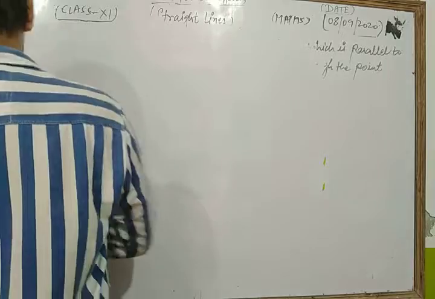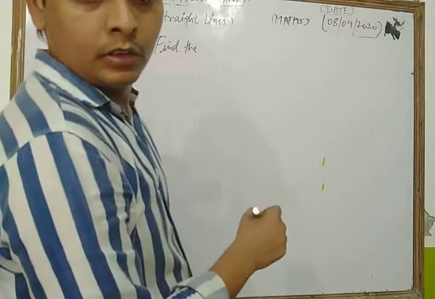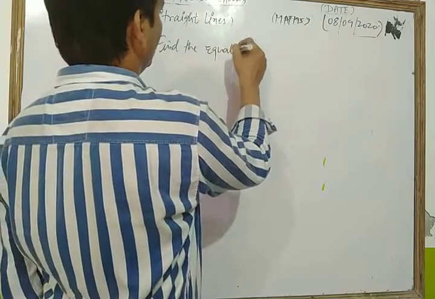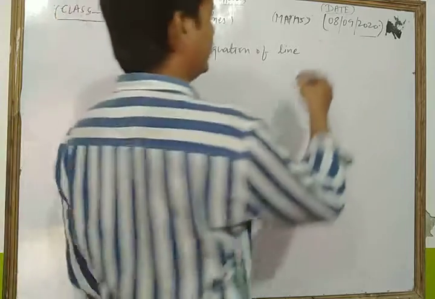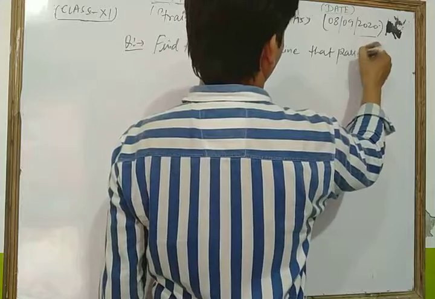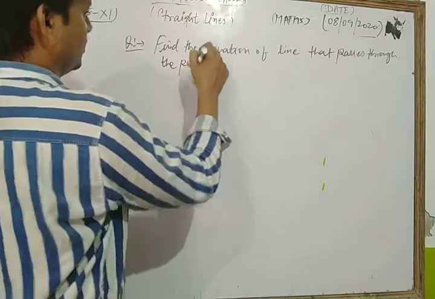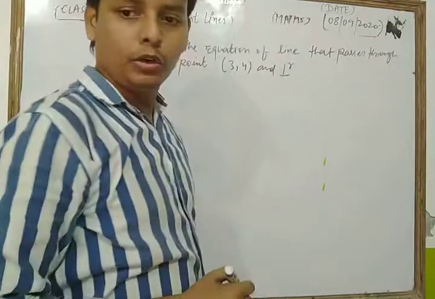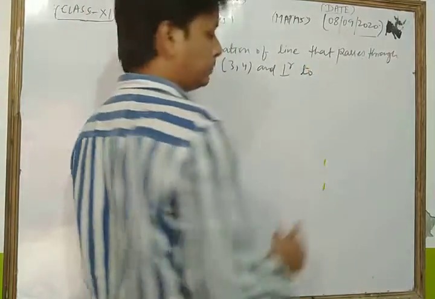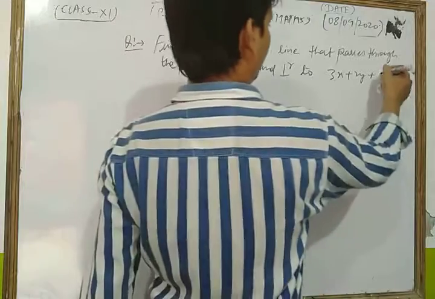Similarly, a question is: find the equation of line that passes through the point 3, 4 and is perpendicular to the line 3x plus 2y plus 5 is equal to 0.